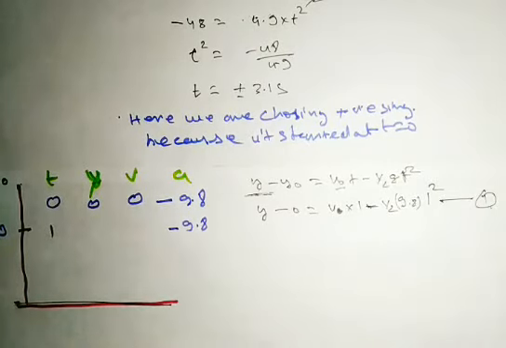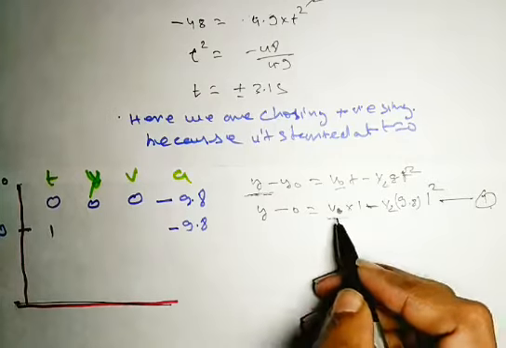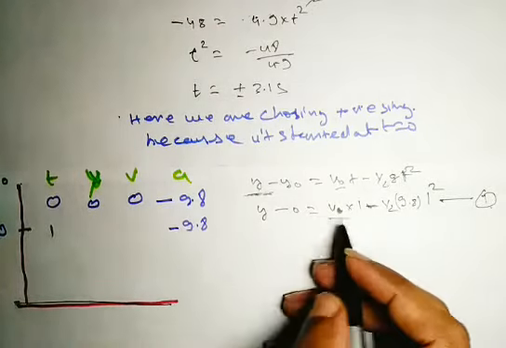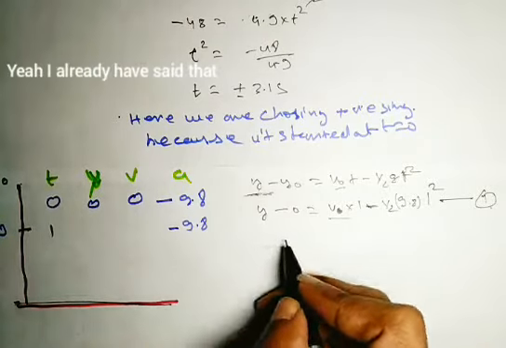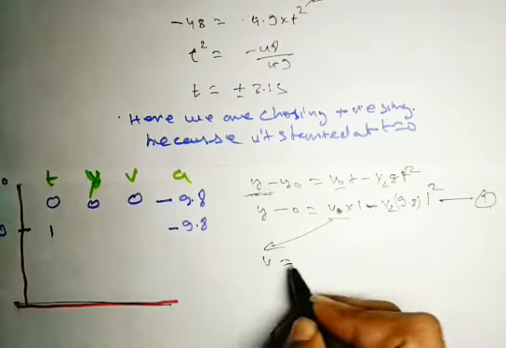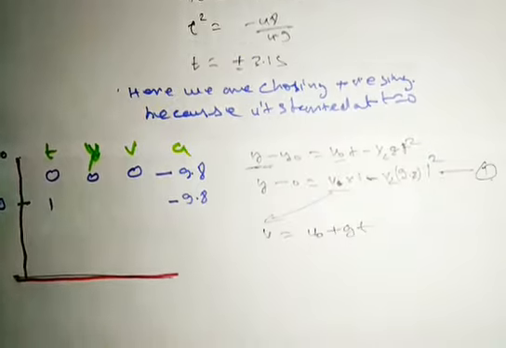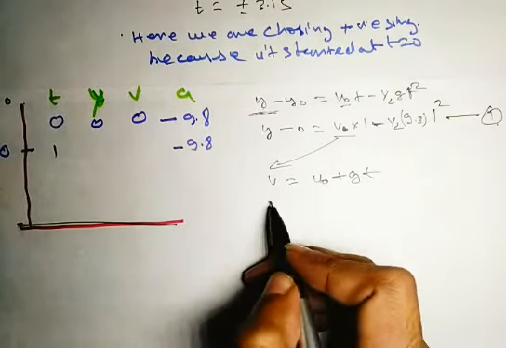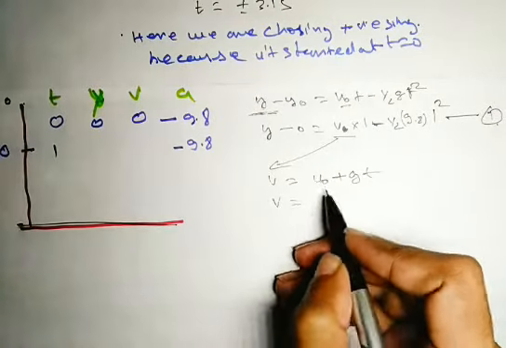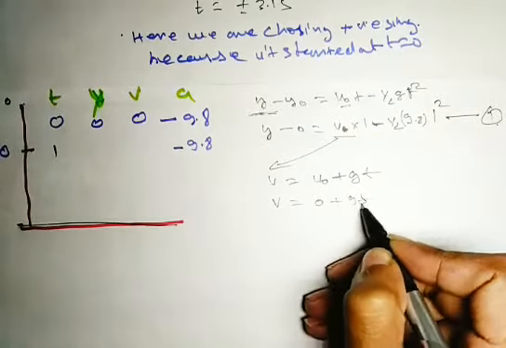Equation 1. But we also don't know about v, so we have to find the v quantity. For this we have to use the equation v is equal to v naught plus gt here. Then v equal to v naught, the initial velocity, which is 0, plus g, which is 9.8, into 1.